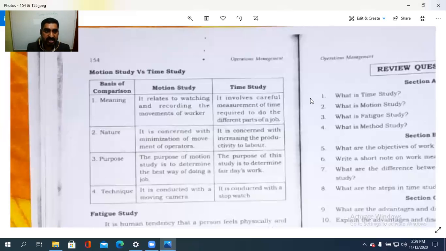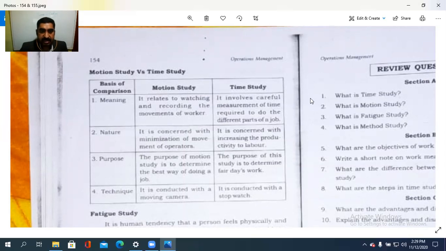Time study, motion study: observing the work, the movement of the worker, and recording it. As per the meaning, motion study versus time study. Motion study relates to watching and recording the movement of a worker, while time study involves careful measurement of the time required to do the different parts of a job.